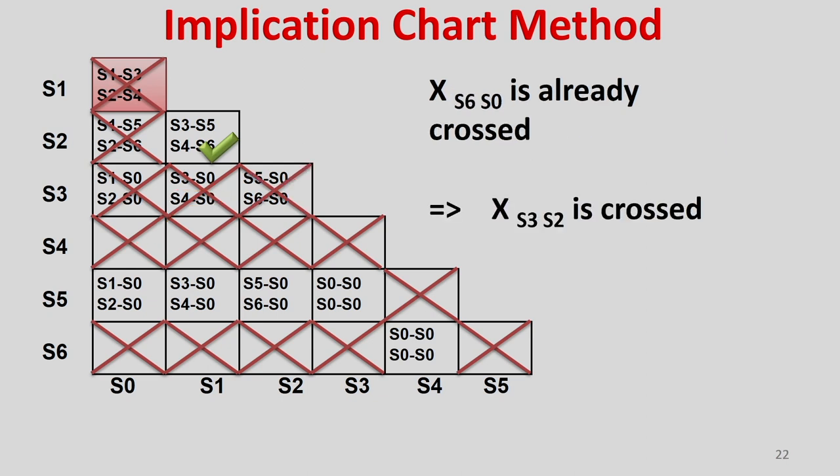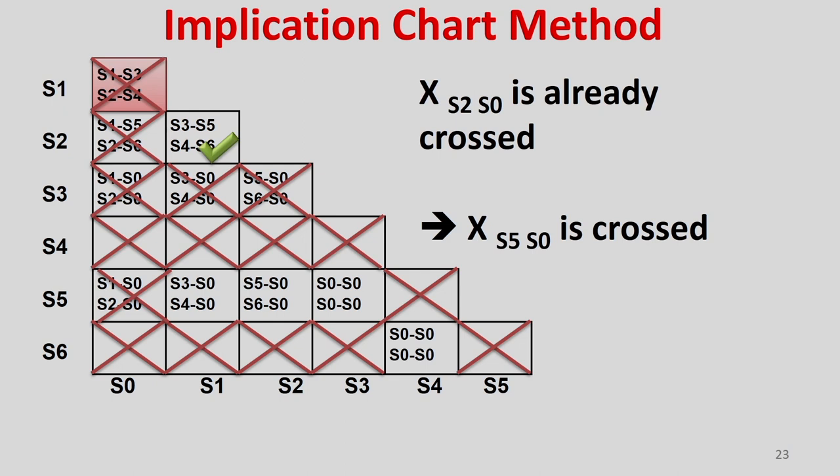Similarly, S 6 S 0. If you look at this, this is crossed. This implies S 3 S 2, because, are you able to see, this is S 6 S 0 and this is already crossed. This implies this will be crossed. Similarly, S 2 S 0 is already crossed, so this implies S 5 S 0. Because this is already crossed, S 5 S 0 can be crossed.